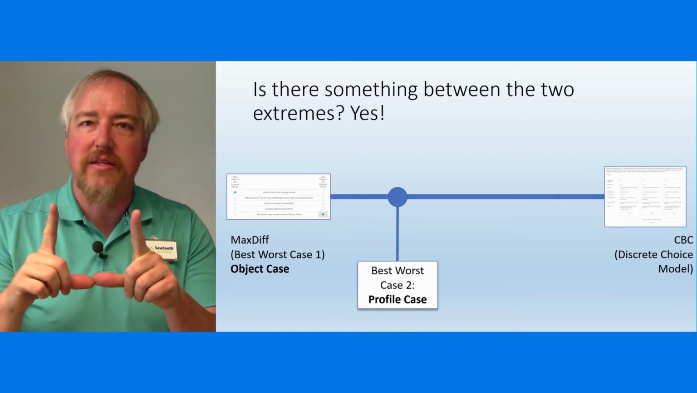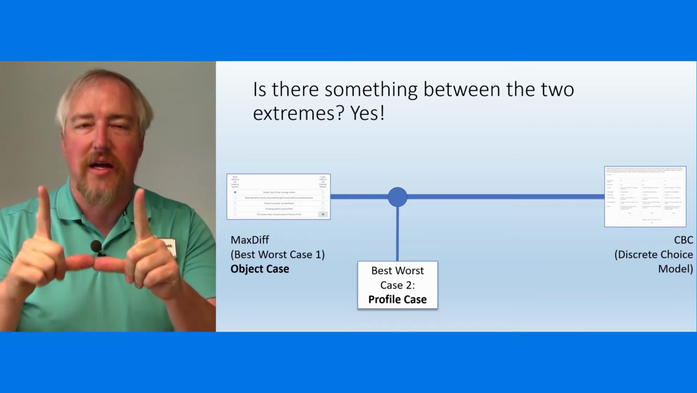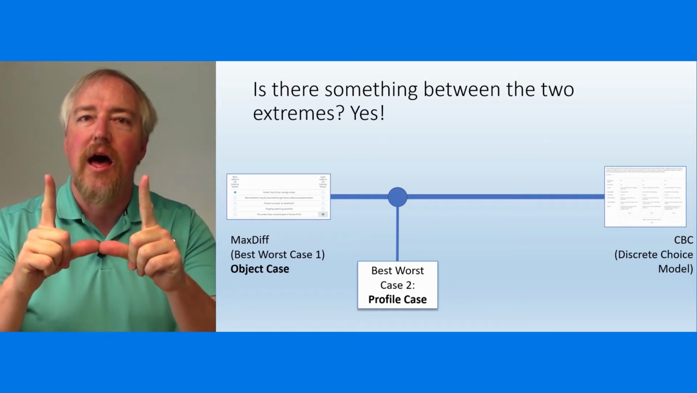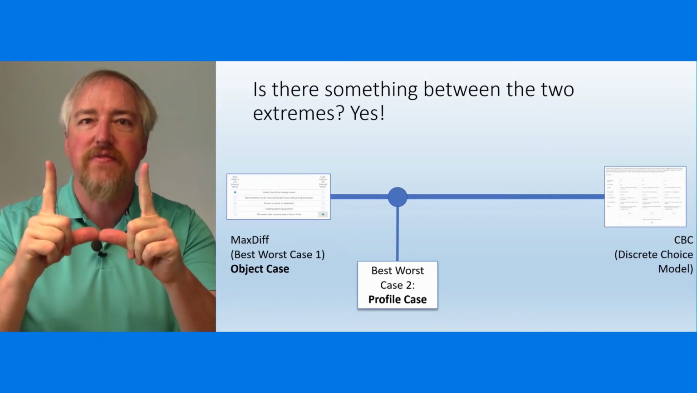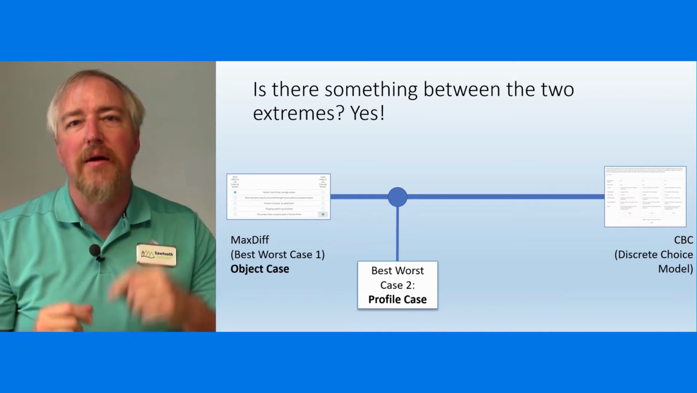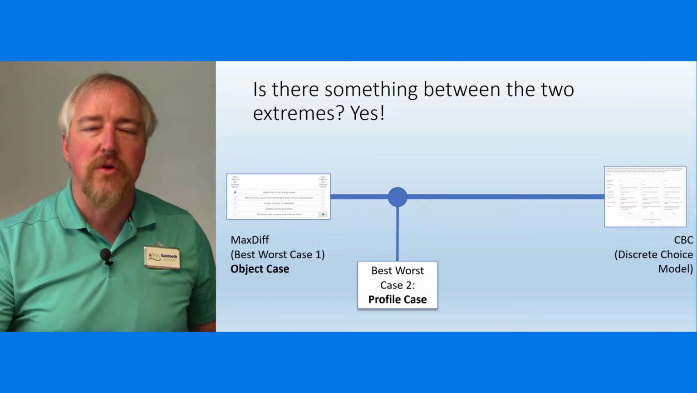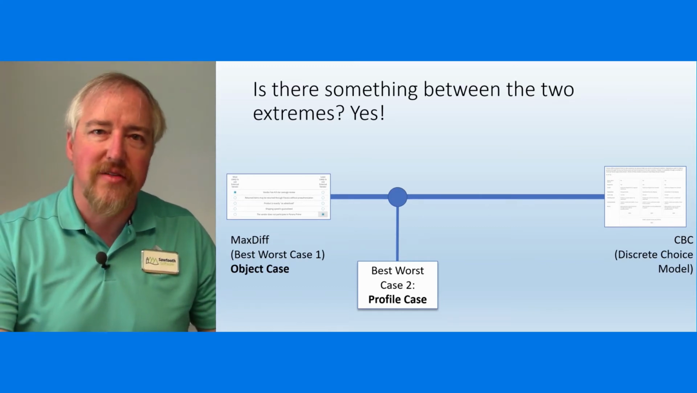So each thing is still an object, but we're going to set it up so it shows it as a profile. So we're not going to see two shipping things. We're not going to see two return policies. We're going to see one return policy, one shipping policy. And we're going to say, consider this vendor profile. What's the best thing about this vendor? What's the worst thing about this vendor? So that's best worst case two. And we'll talk a little bit more about that in a second.